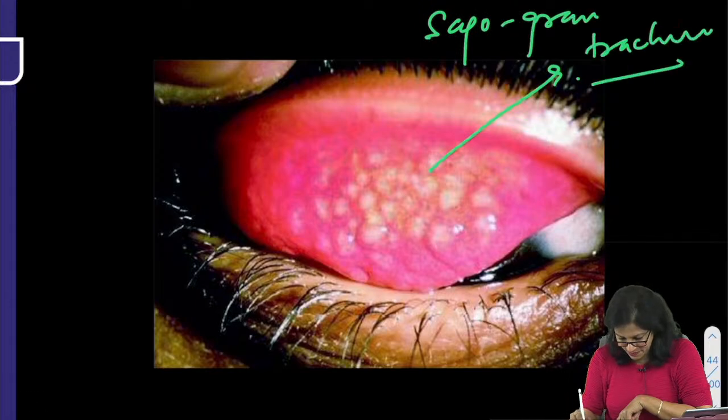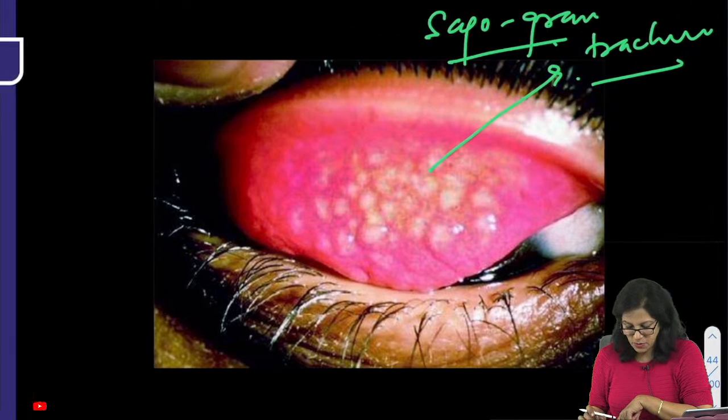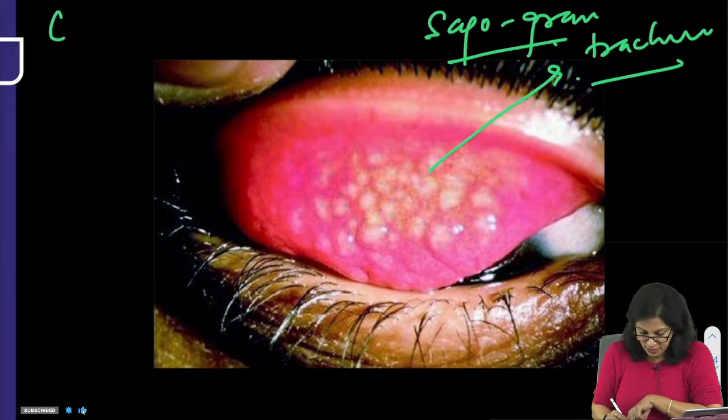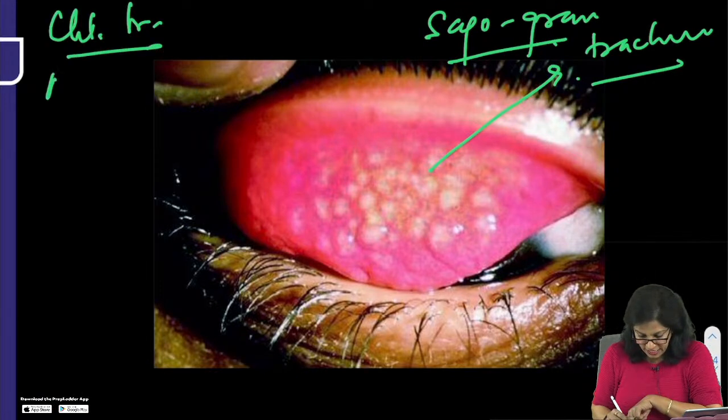Just remember this. It can be asked, this is an important slide. We all remember trachoma. Trachoma is a chronic conjunctivitis caused by Chlamydia trachomatis. What is the strain? You should know A, B, BA and C. B, BA and C. This is asked.